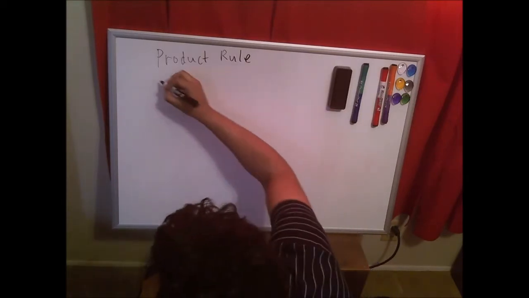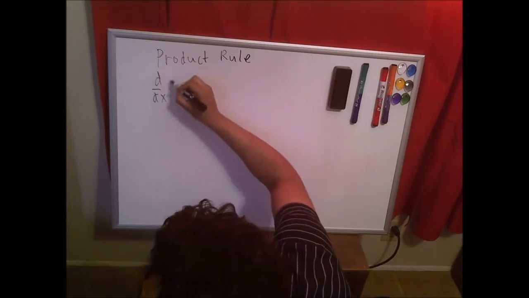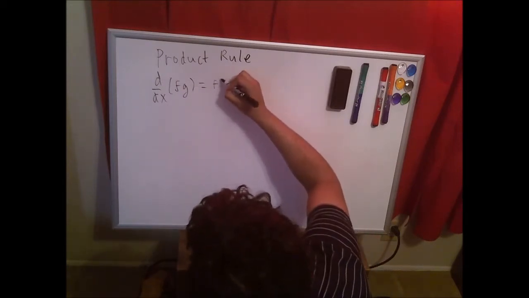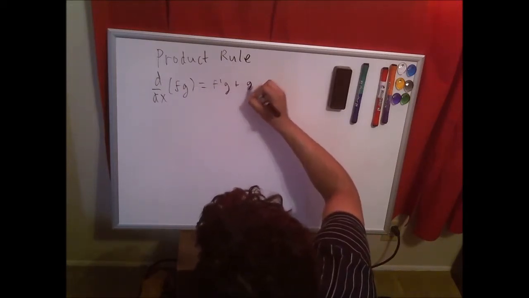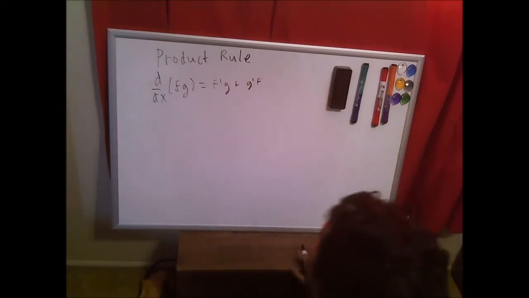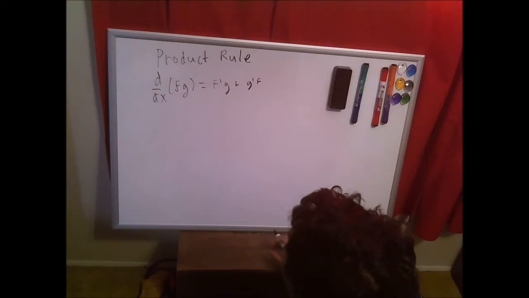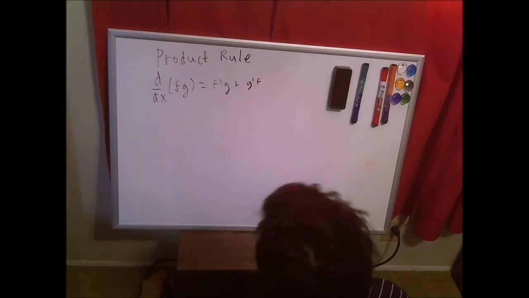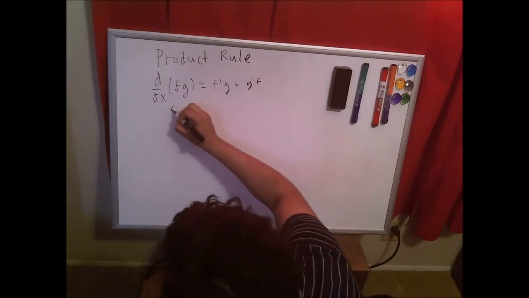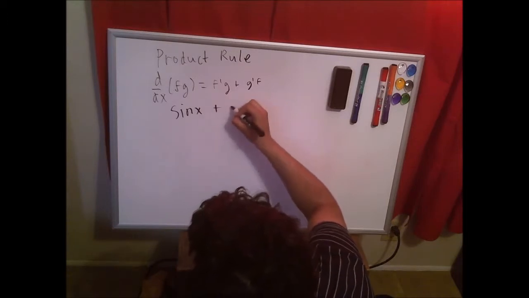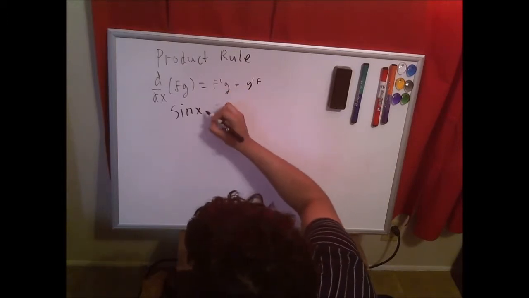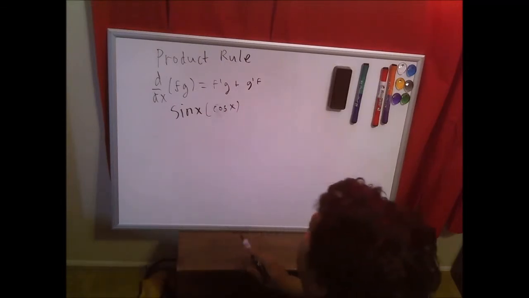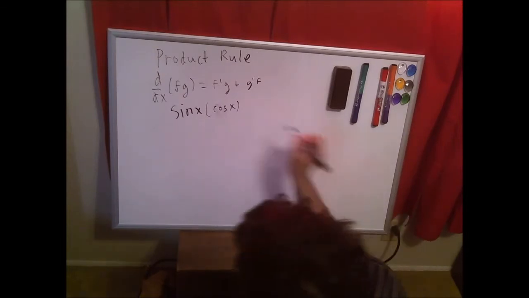For the product rule, it says if you have two functions multiplying each other, then it's the derivative of the first function plus the derivative of the second function, and multiply each of them by the original function of the opposite. Let's do an example of that. Say we have sine of x times cosine of x, where we have two different functions, sine and cosine.